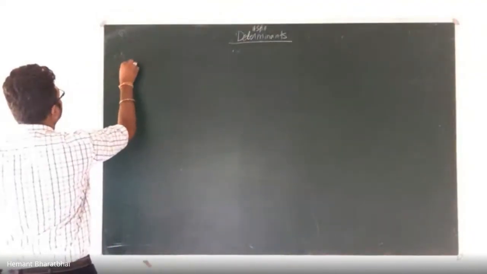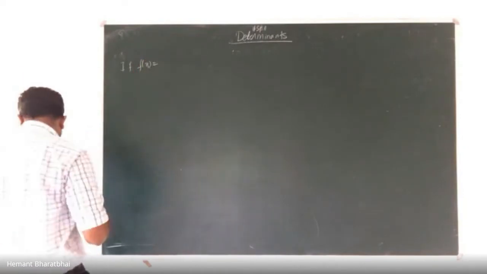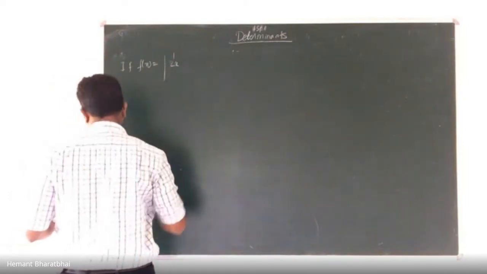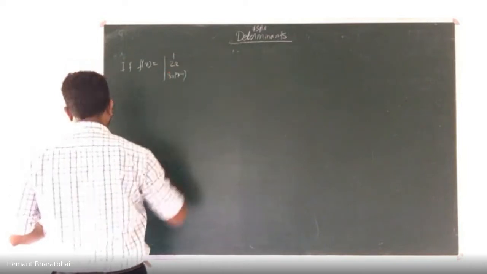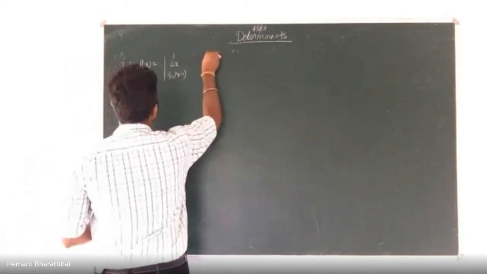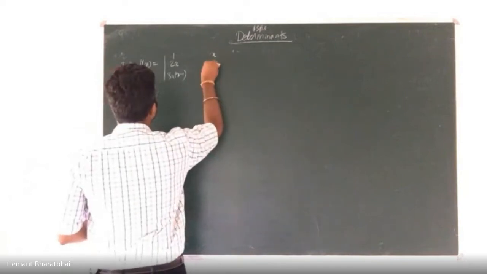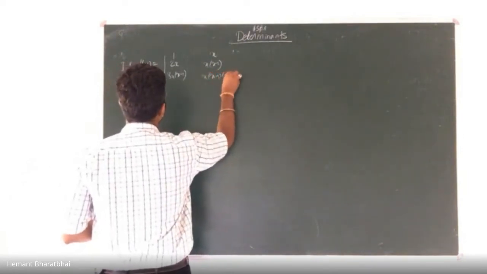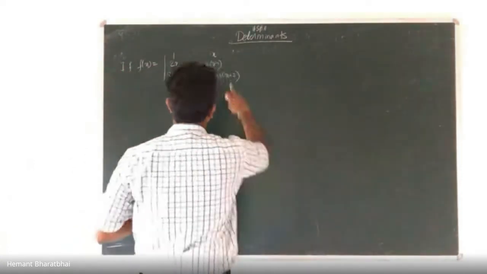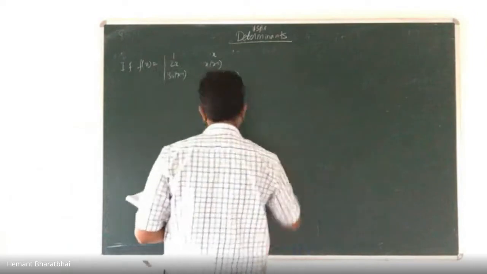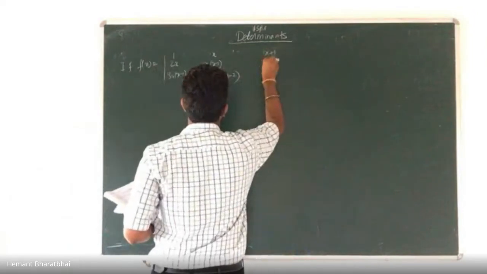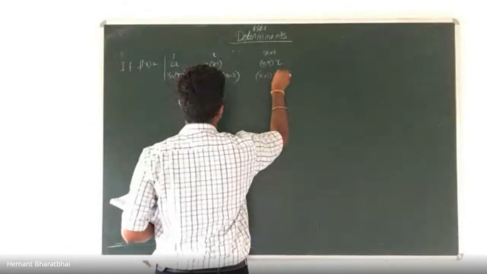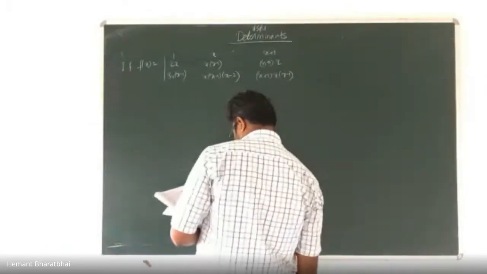Let's see next. If f of x is equal to the determinant with rows: 1, 2x, 3x into x minus 1; x, x into x minus 1, x into x minus 1 into x minus 2; x plus 1, x plus 1 into x, x plus 1 into x minus 1.